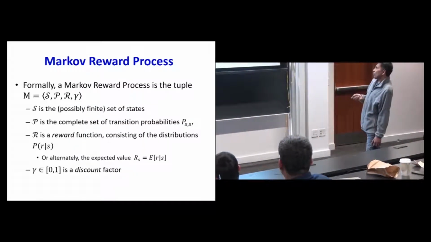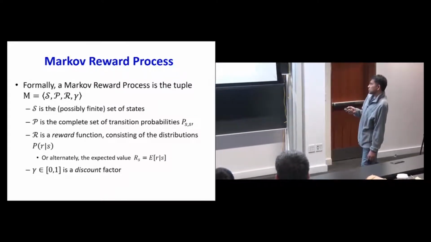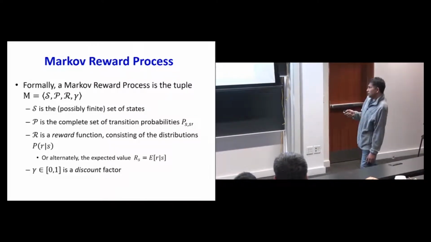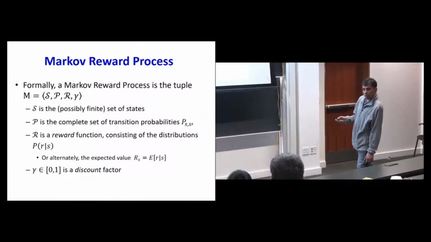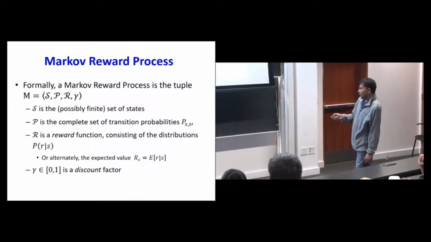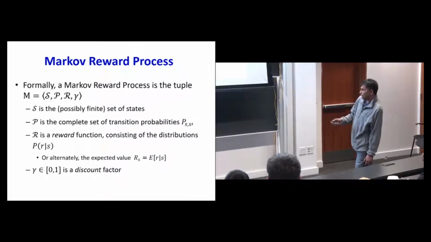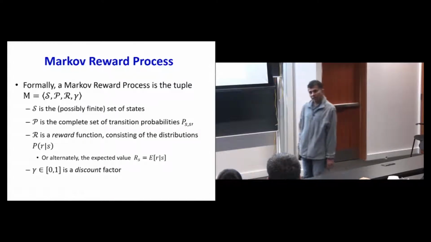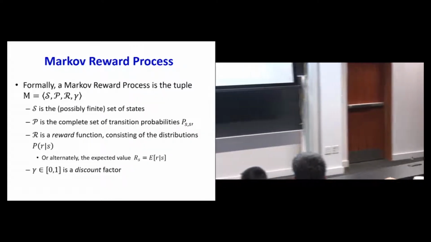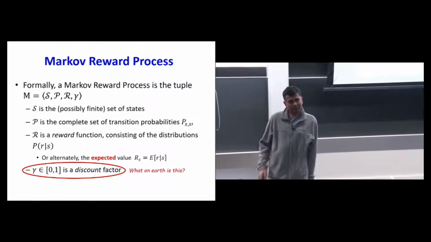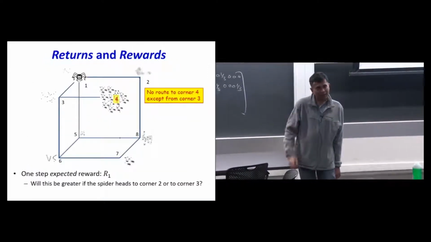So formally, a Markov reward process is a tuple which includes states, transition probabilities, rewards, where the reward function is the set of reward distributions for each state, and there's this peculiar thing called a gamma, which is a discount factor, and this is where we actually factor in the real world. So what does a gamma as a discount factor really mean? What on earth is this guy?